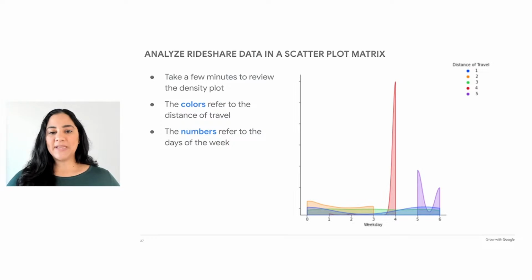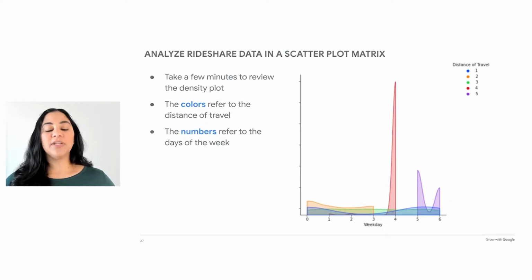A scatter plot matrix is a quick way to visually represent relationships among 3 or more variables in a dataset, like distance traveled, ride duration, and days of the week. This type of visualization creates 2 pairs of charts. One of those pairs are density plots.